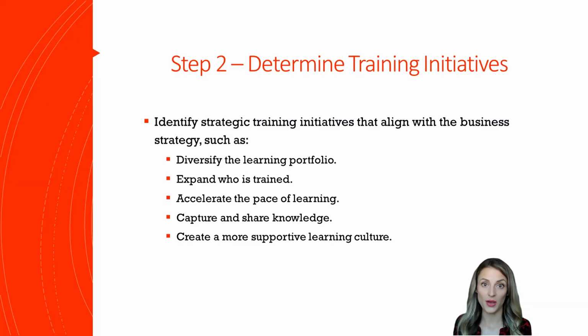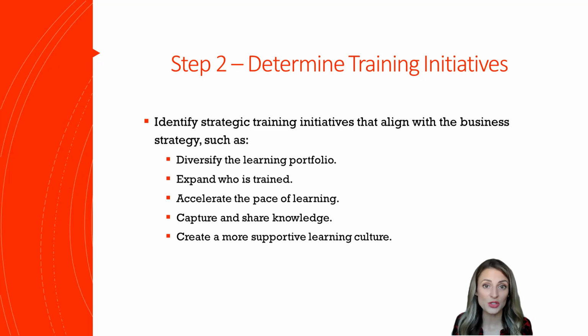The next step of strategic training and development is to identify training initiatives that align with and support the business strategy. These initiatives will guide the activities of the training and development function. Some examples of these initiatives are shown here. A company might choose to offer a greater variety of training programs or open up training programs to more employees or create brand new training programs for a larger number of people.